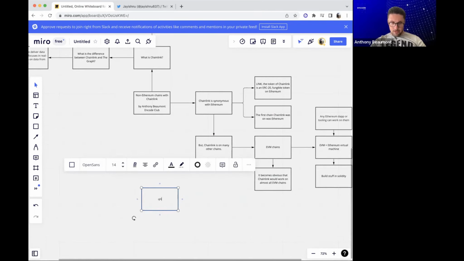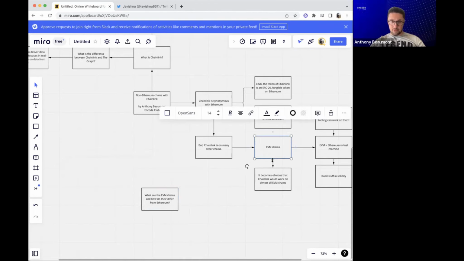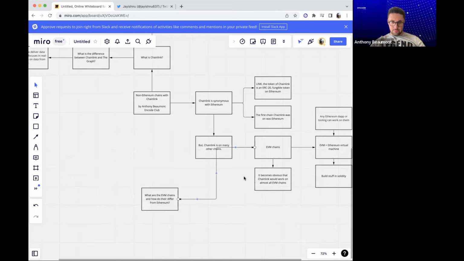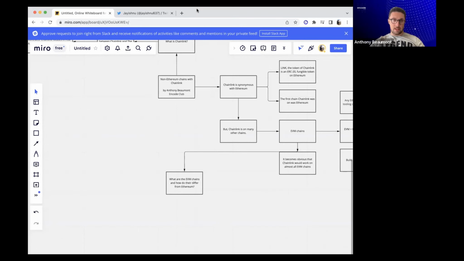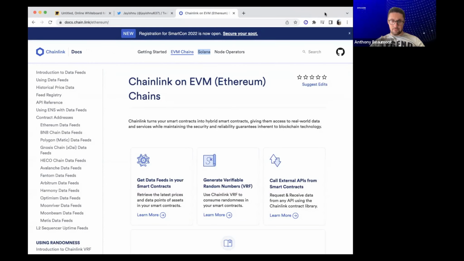So what are the EVM chains? And how do they differ from Ethereum? So I think very important to know. So luckily, apart from this arrow not working, Chainlink does actually provide us with much of the answers in their documentation. So I'm just going to dig it out now.